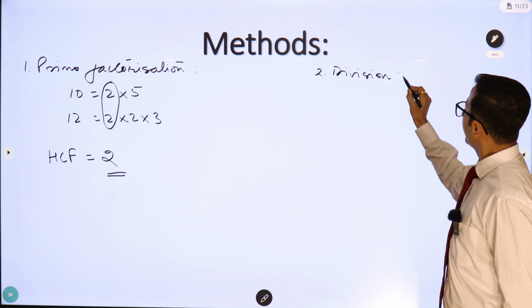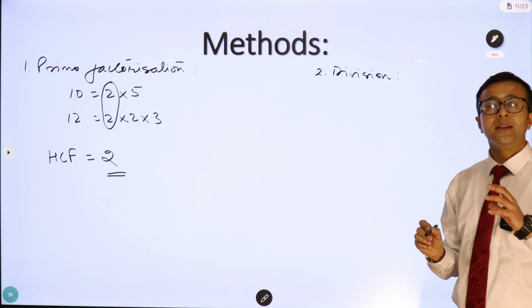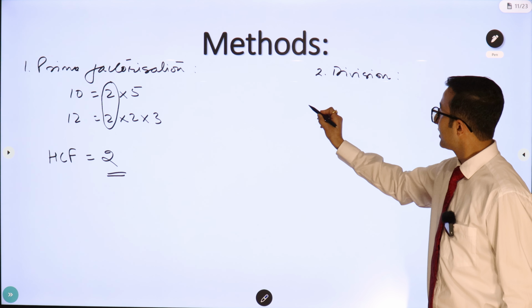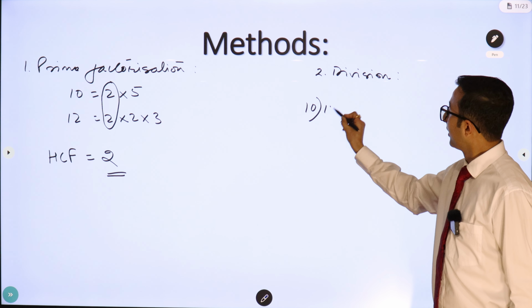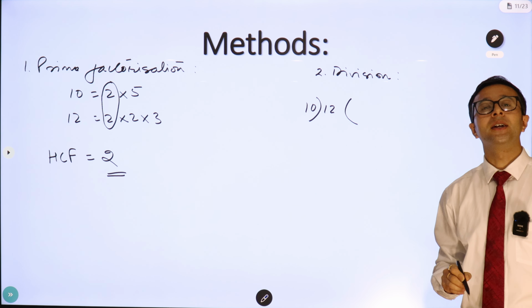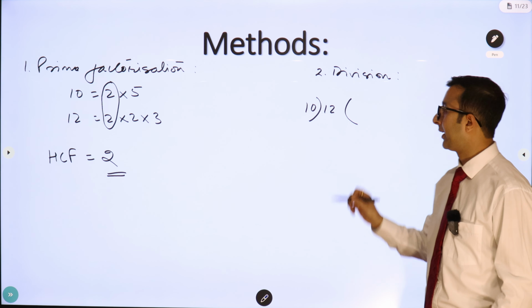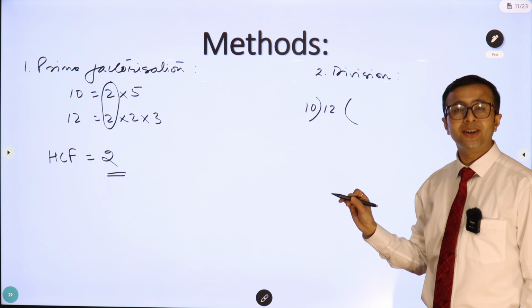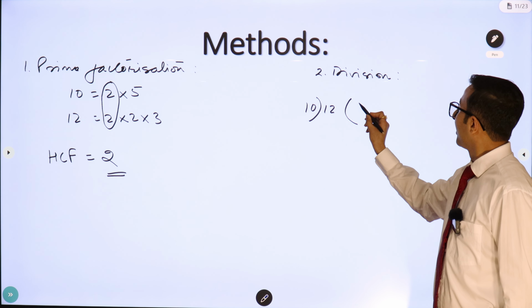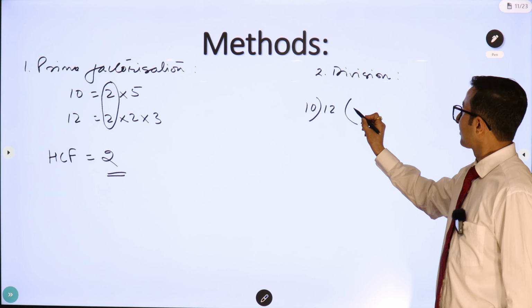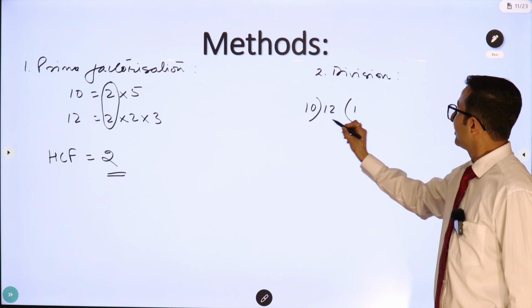For this method, what we need to do? We need to divide the bigger number by the smaller number. In this case, 12 should be divided by 10. But we know that 10 cannot divide 12 completely. Now look at here. 10 ones are 10.